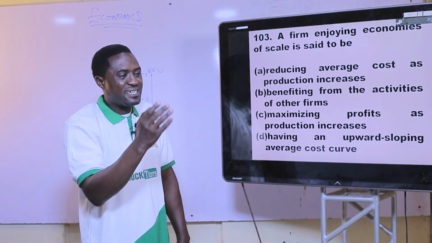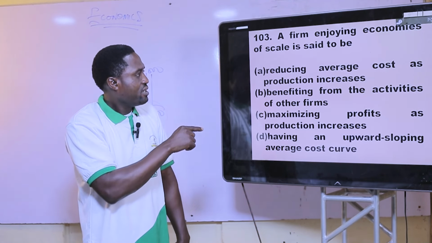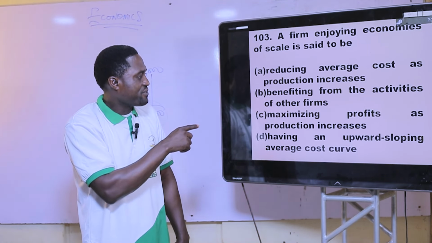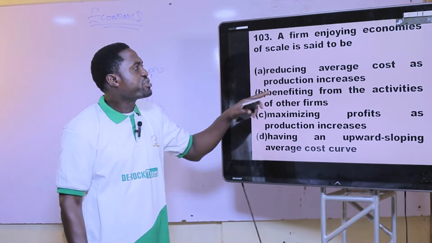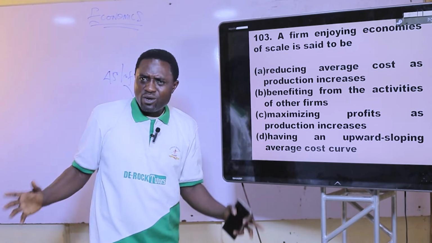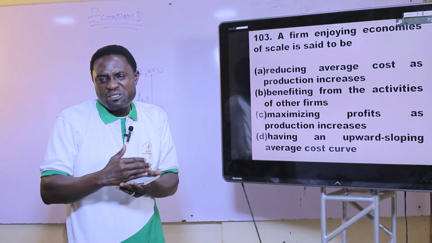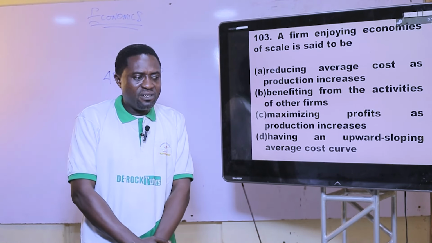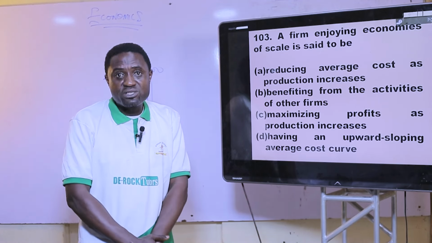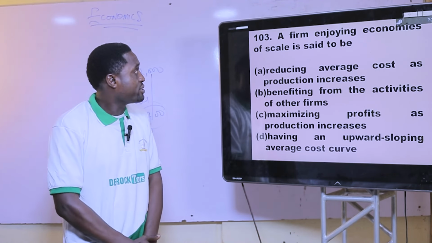The perfect answer is A, reducing average cost as production increases, because when you produce in mass, the average cost will be reduced, and it's one of the advantages of economies of scale, especially the internal economies of scale. The next question.